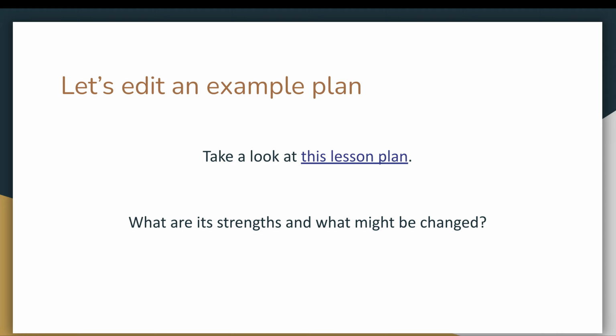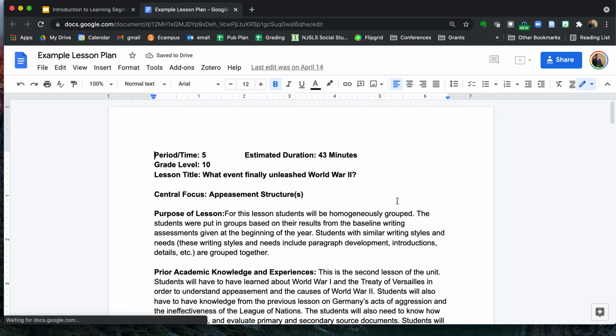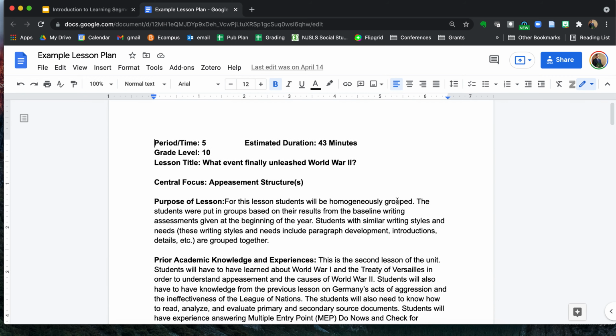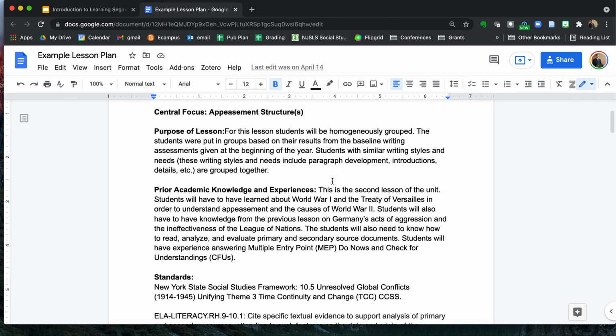So let's take a look at a lesson plan. I intentionally selected one that is not from New Jersey, so that you can see a different structure. There's no right or wrong as long as it's usable. So here, this student's going to talk about appeasement in World War II. One thing that I really liked that she did was she put in not only the purpose of the lesson, but also the students' prior academic knowledge and experiences.